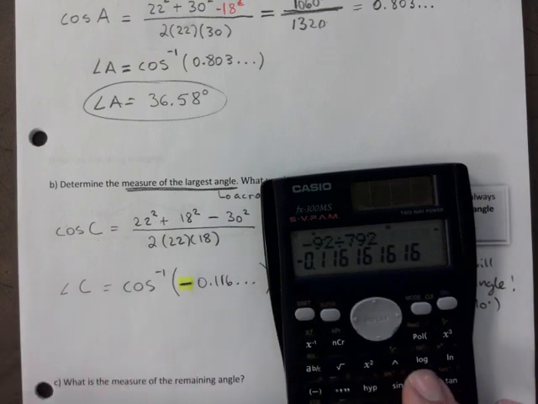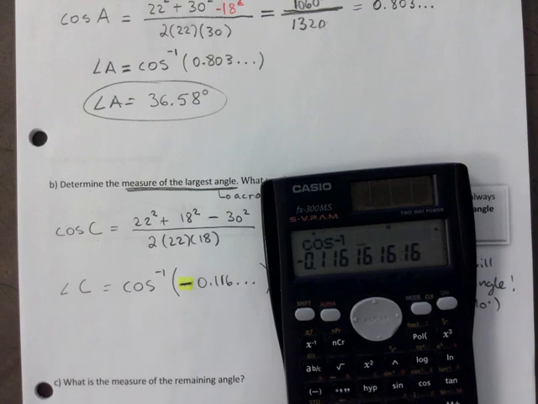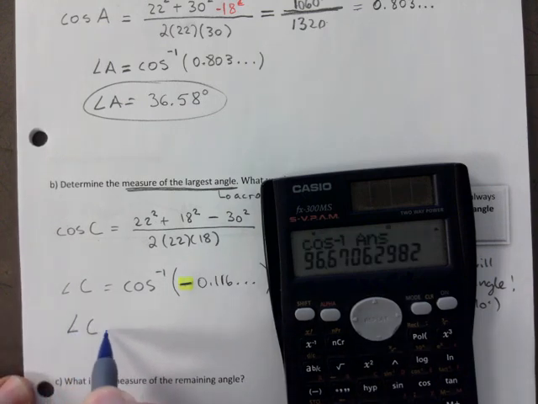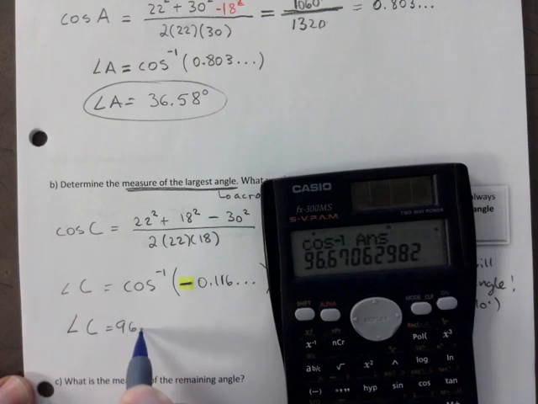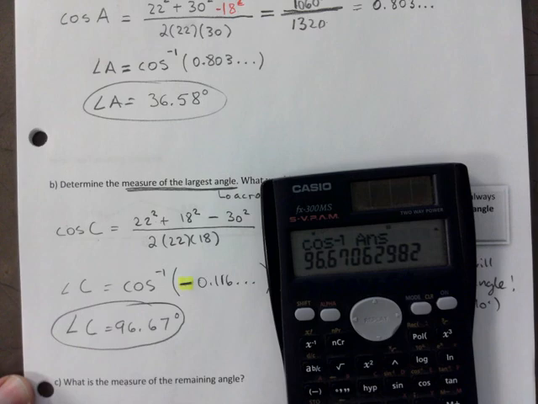Let's go shift or second, cosine of that, and you get 96.67 degrees, which is what we expected.